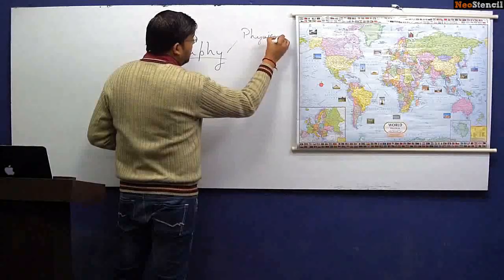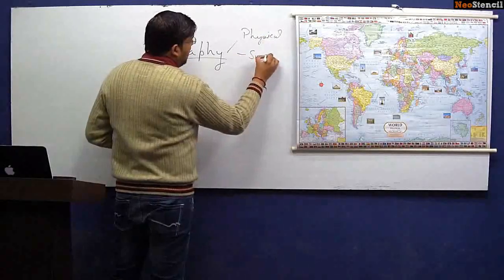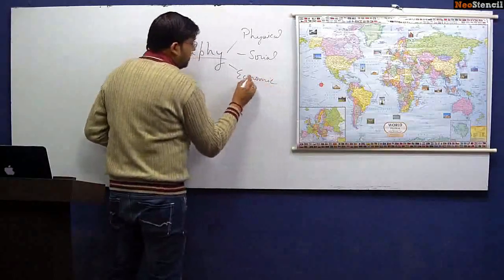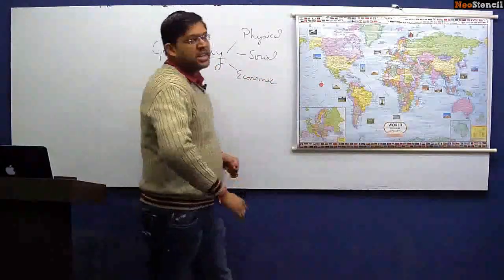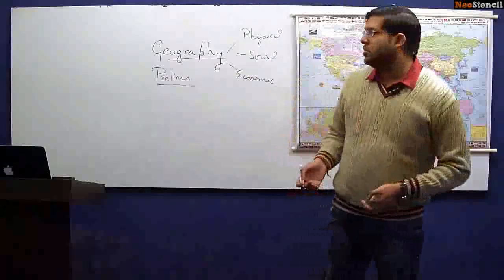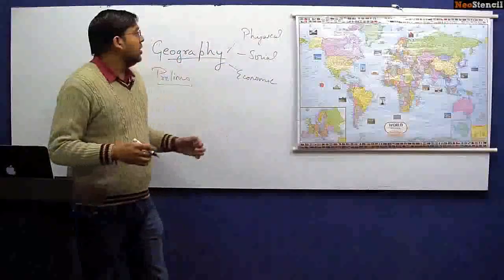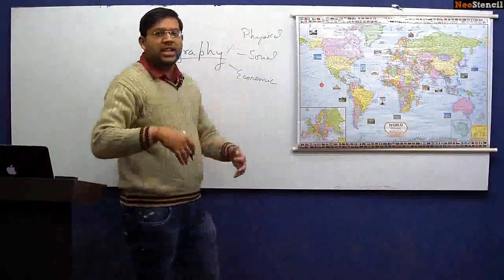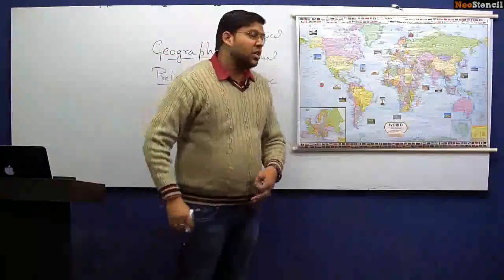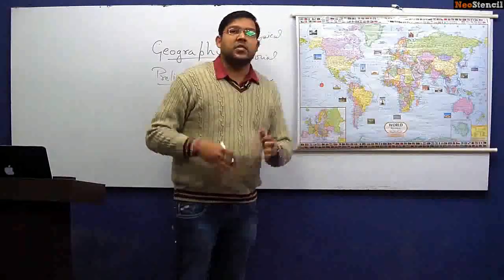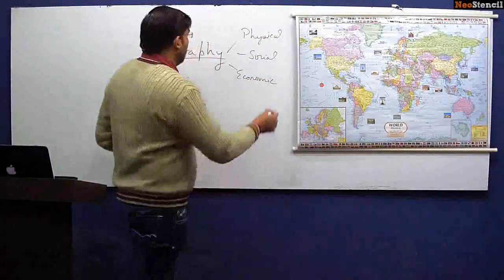Physical, social and economic geography of India and the world. That means it covers nearly all aspects of geography. In physical geography, again, looking at landforms, looking at the climate, looking at the oceans, the ocean bottom reliefs, the currents, the wind patterns all around the world.